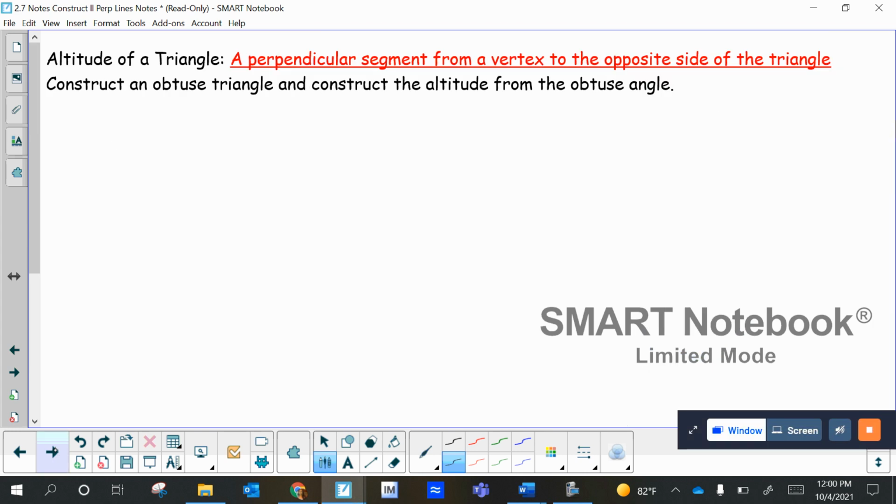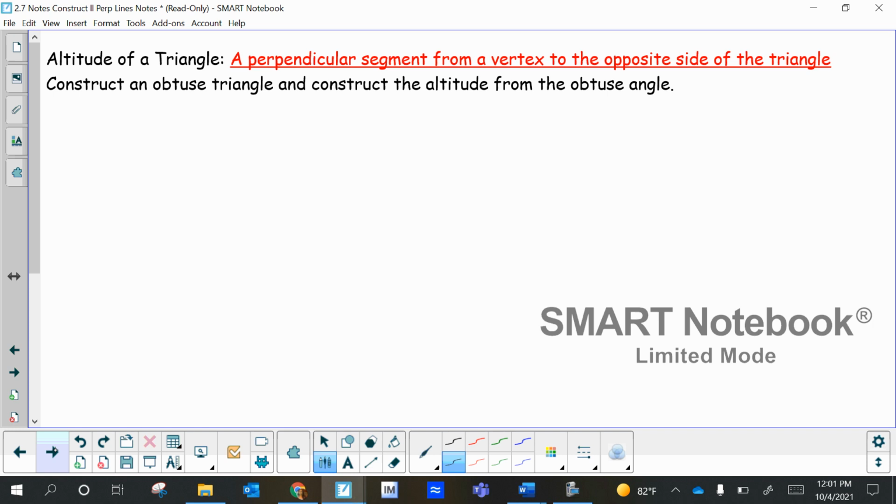All right, here's the part that a lot of you guys missed, the altitude of a triangle. An altitude is a perpendicular segment which is from a vertex, and it goes to the opposite side of the triangle. Okay, so everybody write that down. It's a perpendicular segment that comes from a vertex, and it's going to be going to the opposite side of the triangle.